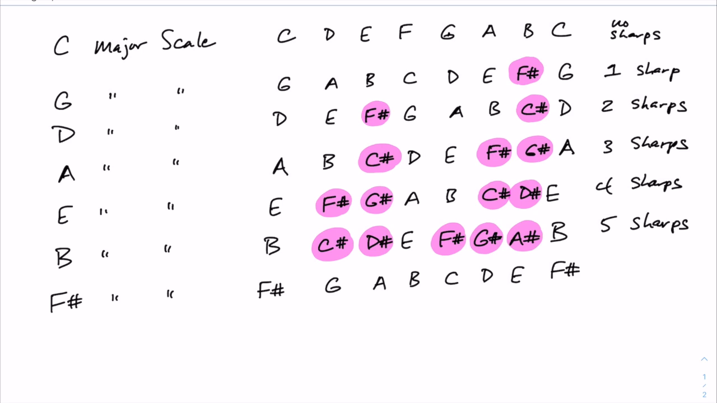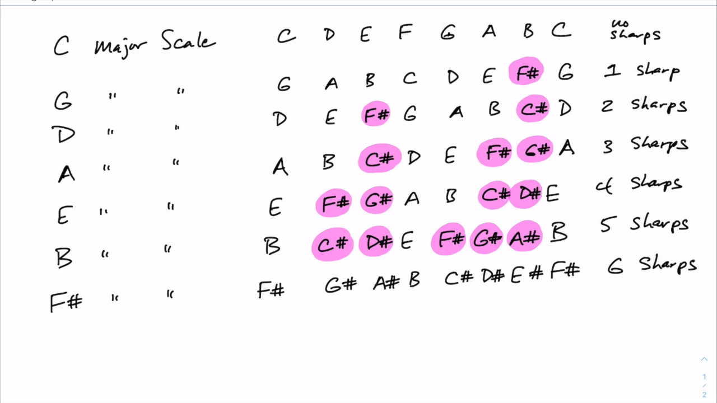We need the C sharp from the D major scale. We need the G sharp from the A major scale. We need the D sharp from the E major scale. We need the A sharp from the B major scale. I'm not kidding, right? And then what is the note before F? E, which gives us our 6 sharps. Do you see where we're going here?